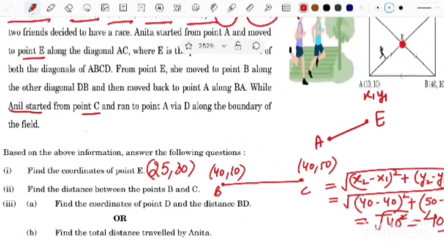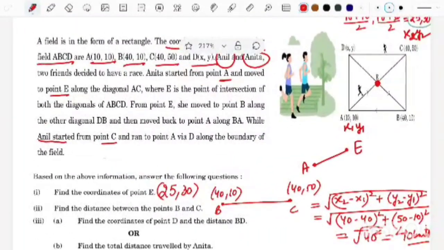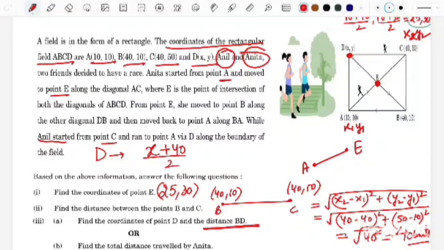Next one, find the coordinates of D and the distance BD. First of all, you have to find the D point. How will you be able to find it? Yeah, same thing. For the D point, what you will do? Yeah, absolutely. x plus 40 upon 2, comma y plus 10 upon 2 equals the midpoint we have already found in part A, that is 25, 30. Equate it, you will get the values.